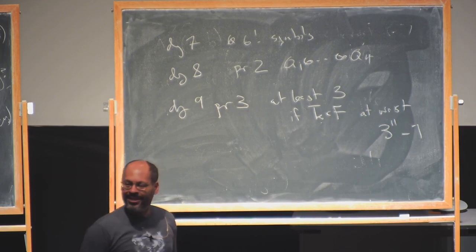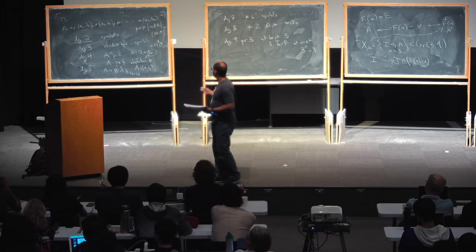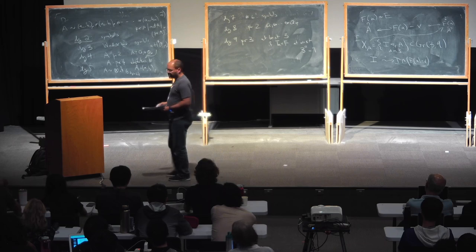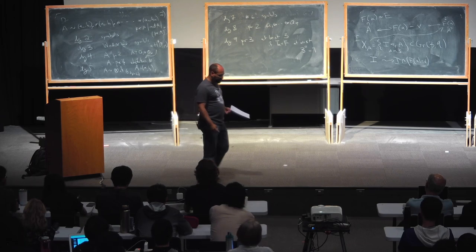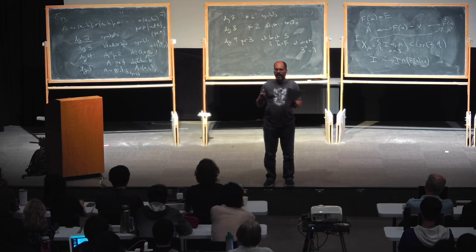So, yeah, question. Do all these bounds come from similar procedures? Or are they all very different? Generally speaking, if you know the answer, then you had a clever way of doing a construction.